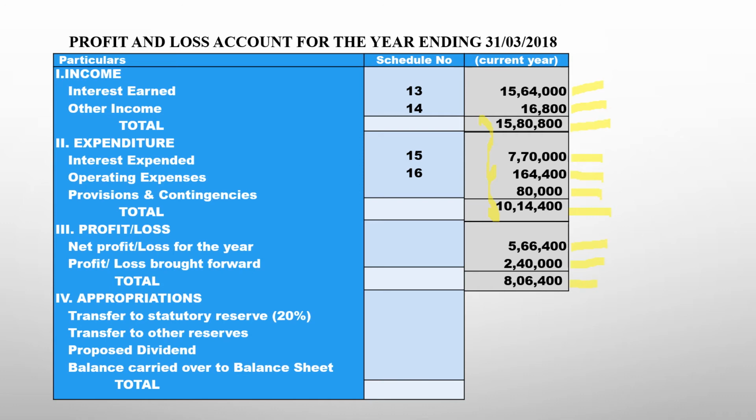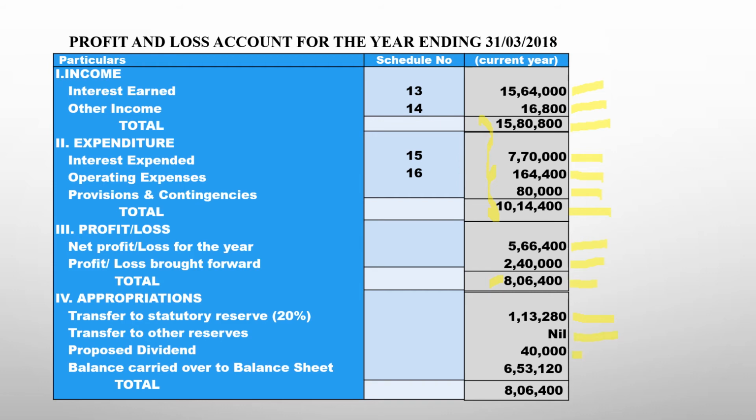The next, fourth head, is the appropriation calculation. First, transfer to statutory reserve. It is compulsory to transfer 20% of profit to statutory reserve. Even if it is not mentioned, we have to calculate it because it is a mandatory calculation. So, statutory reserve: 8,06,400 into 20% comes to 1,13,280. Next, transfer to other reserve is not given in the problem, nil.